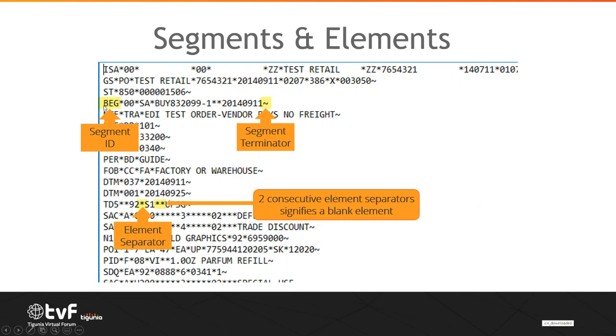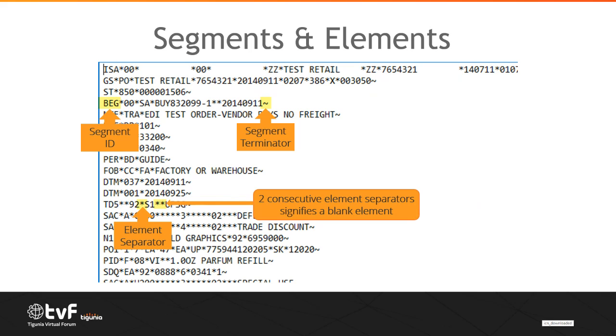So we know that the segment starts with BEG, which means this is the beginning of a segment, and it ends with this wavy character. That's a segment terminator. In between the elements, you have this star value. That's the element separator. So every time you have a separator, between two separators there's an element, there's a value. And if you have two consecutive element separators, that means there's a blank element.